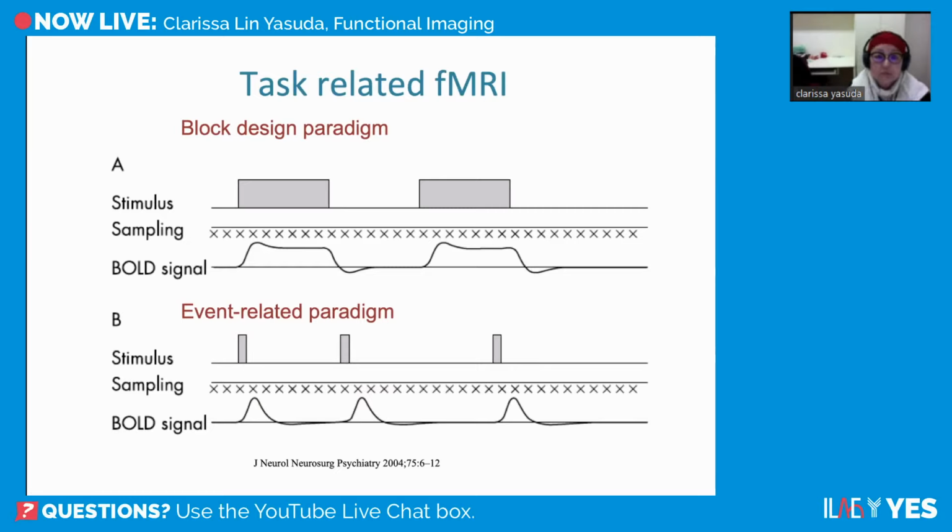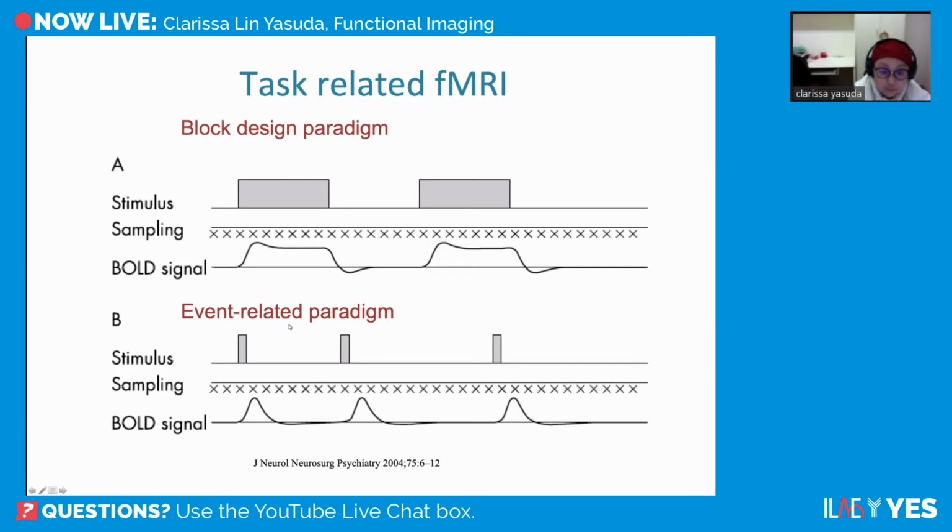So what is task-related fMRI? As the name says, it's a task. We have two basic paradigms. The most popular design is the first one, named the block design paradigm. It alternates periods of task with rest. Usually it takes about 20 seconds, and then it alternates a couple of times. And then you extract the BOLD signal related to this activation, okay?